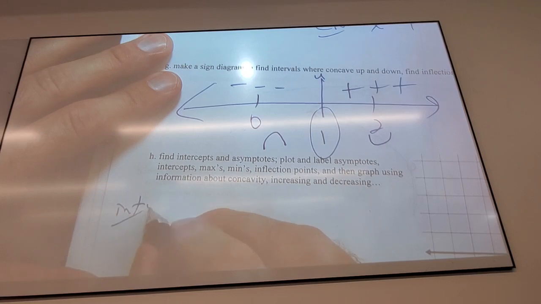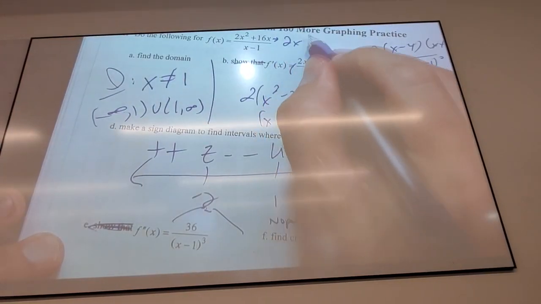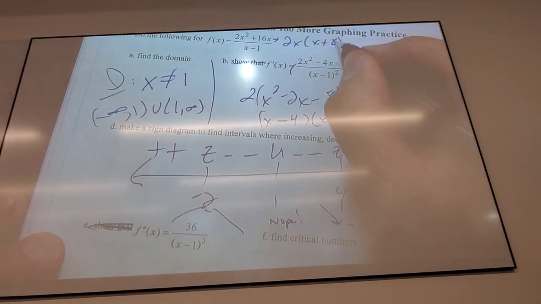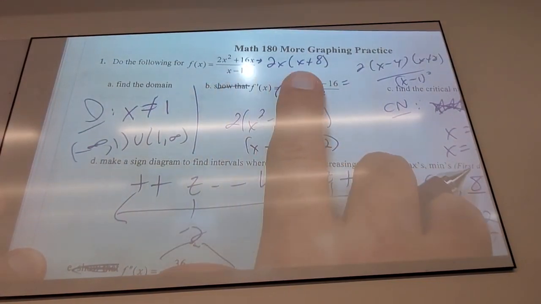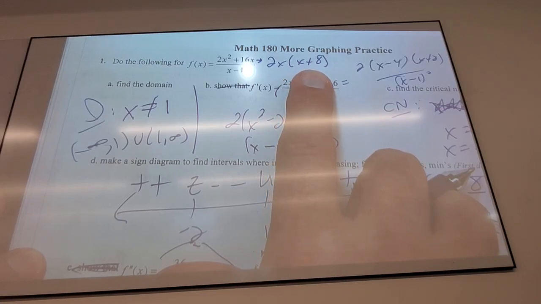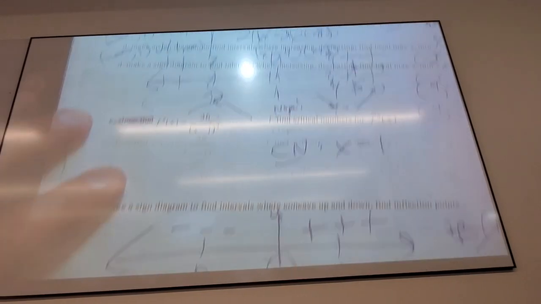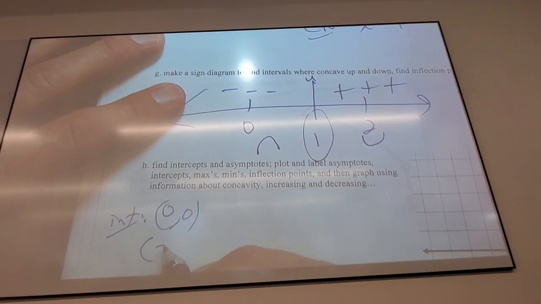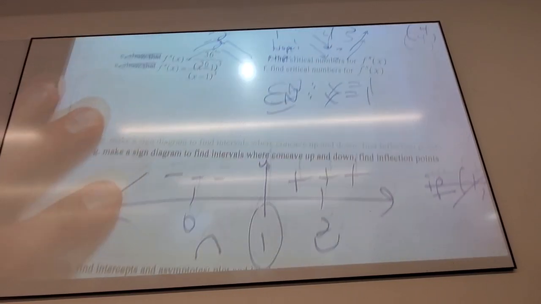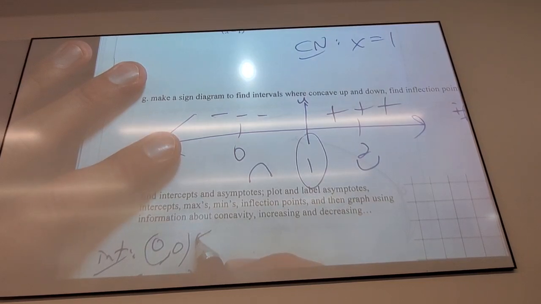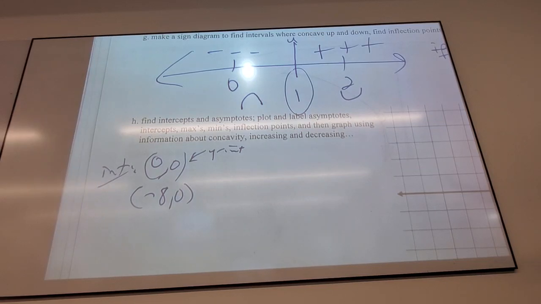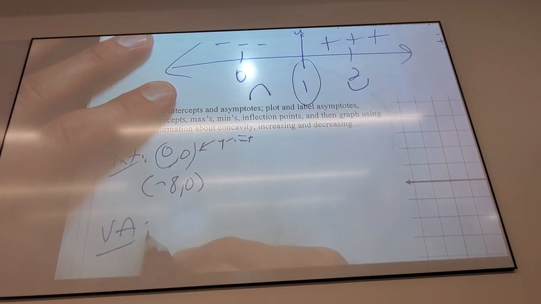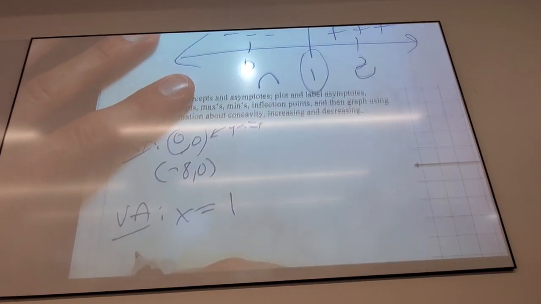Intercepts, really quickly. What are the x-intercepts? Take the 2x out, you get x plus 8, right? So you get 0 and negative 8, is that okay? What about the y-intercept? It's already there. Okay, so we got our x-intercepts, we got our y-intercepts. What about asymptotes? Vertical asymptote at 1.